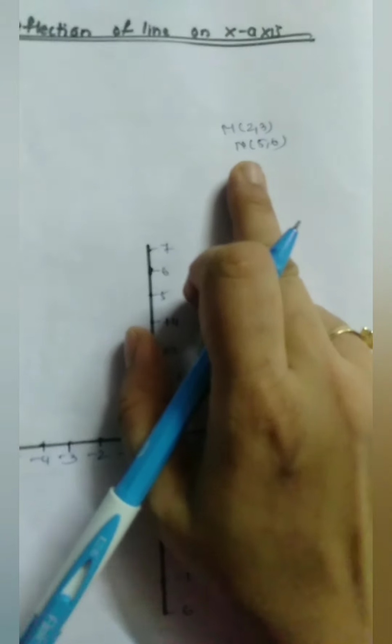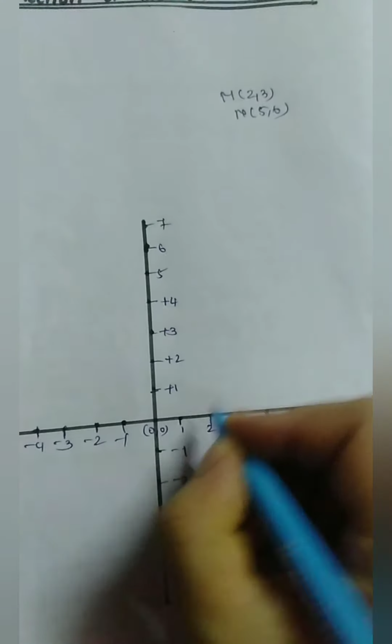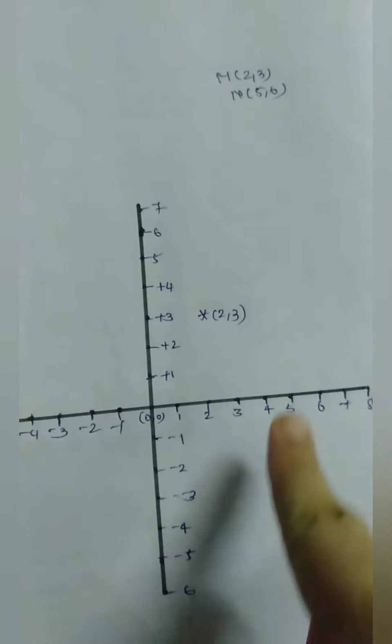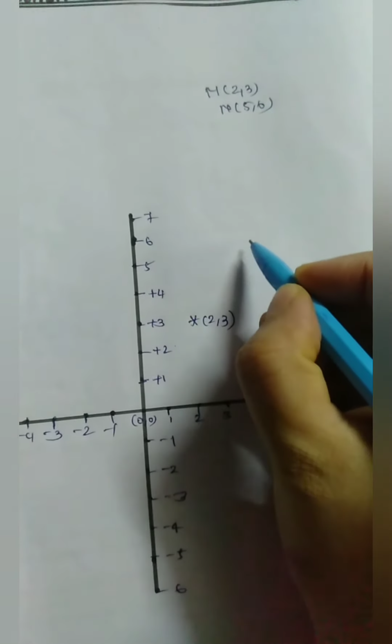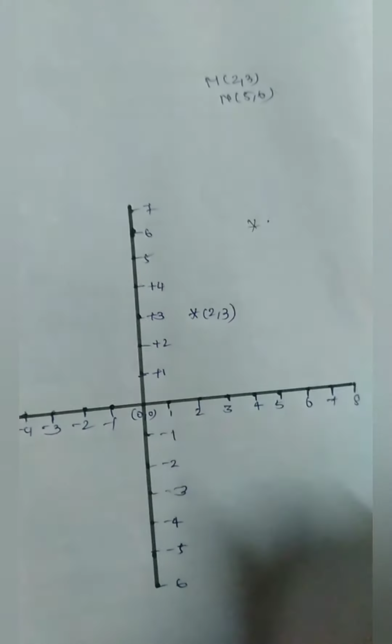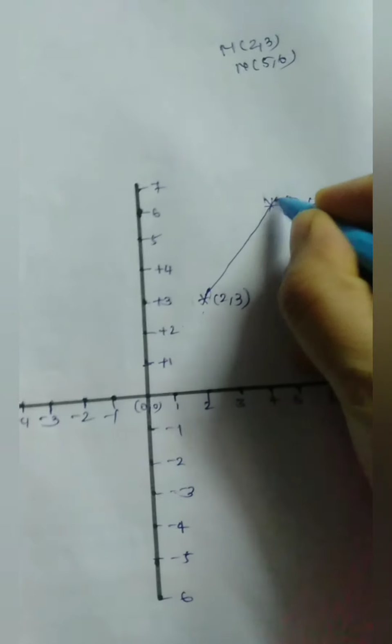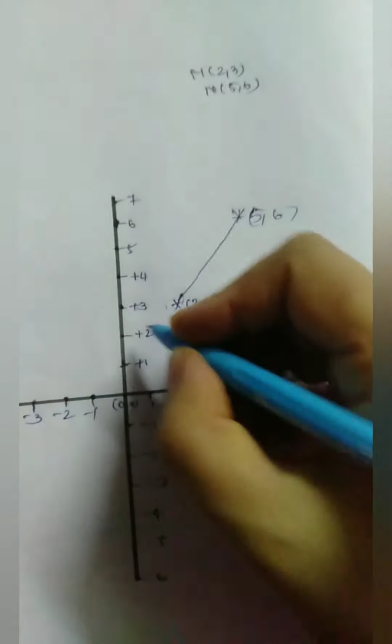Let us see reflection of the line on the x-axis. Now we have a line MN. The point M is (2, 3). Let us mark that point. And N is equal to (5, 6). Join this line. Now this is your MN.